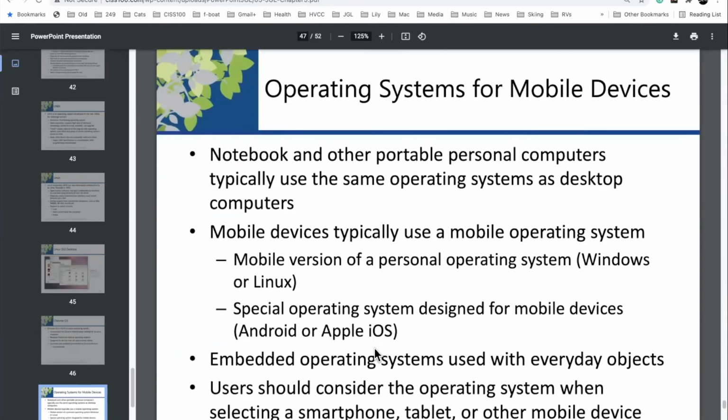So mobile devices, well, what do we have? Of course, we have Apple iPhones, we have Androids, which are Linux-based. We have Blackberries. There are Linux mobile. There was Windows Mobile for a time, and there may still be. I just haven't kept up with what Windows is doing in the mobile environment.